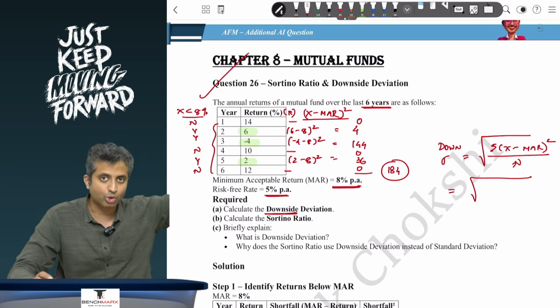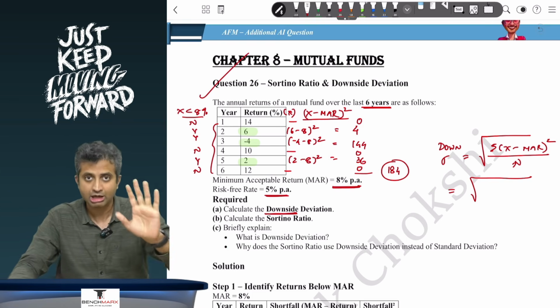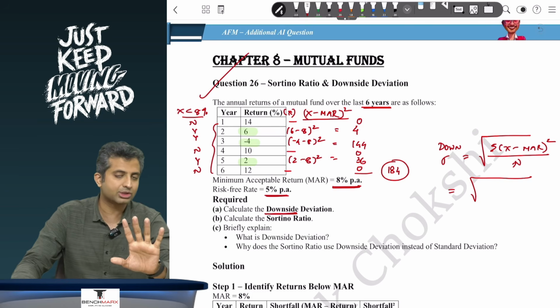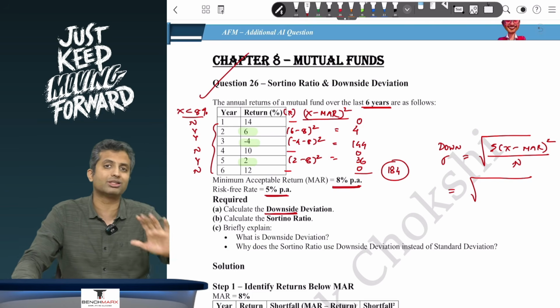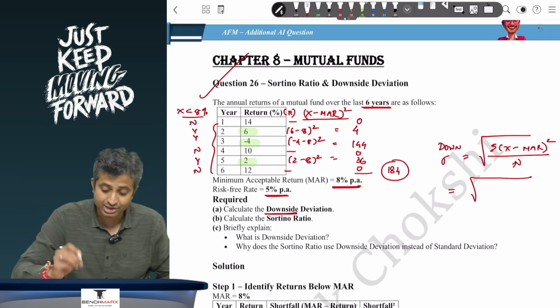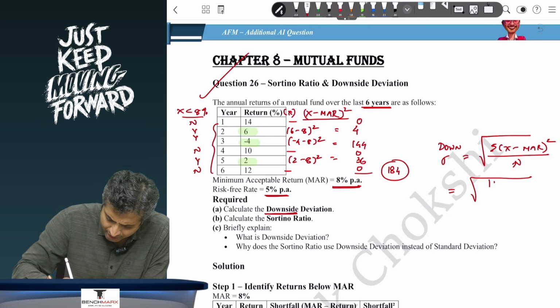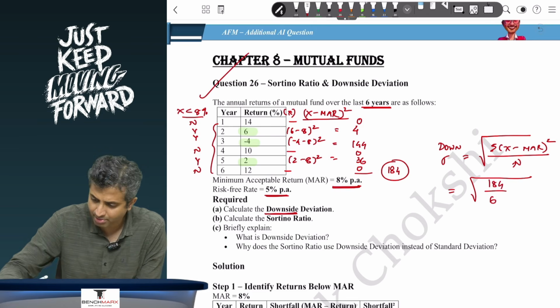Well, Mr. Sortino himself had mentioned that you should take the data set which is entirely there. So your entire data set will be of 6 observations. By the way, 3 of them are lower than your minimum acceptable return, but in all there are 6 observations, and hence over here we will take 6 observations. So over here this is 184 divided by 6.